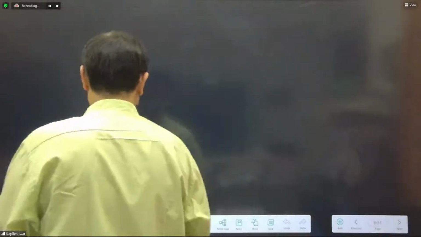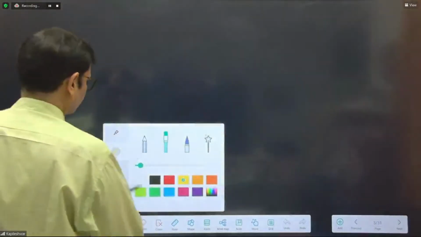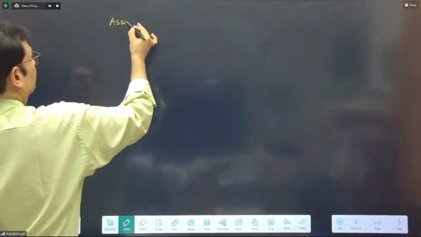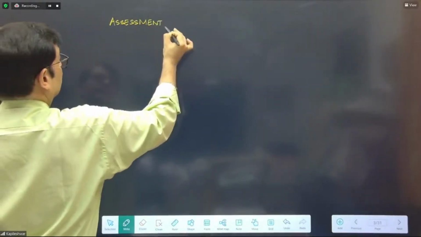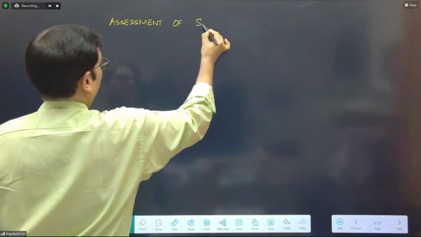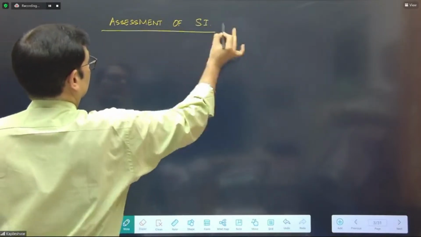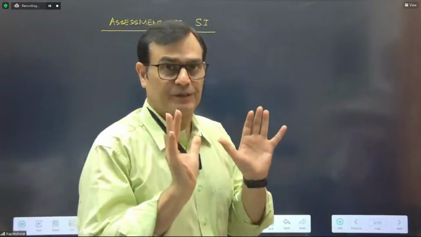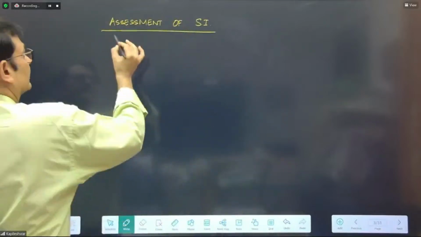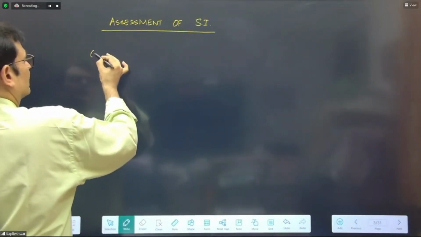So let me just add on some notes now. I'm coming to section number 1. This is assessment of significant influence. I'm putting it as SI. You know that I'm talking in terms of significant influence. So we are saying that in this case, there is a general rule.